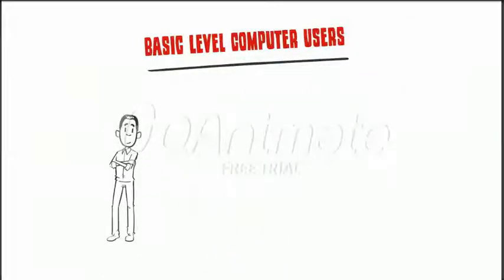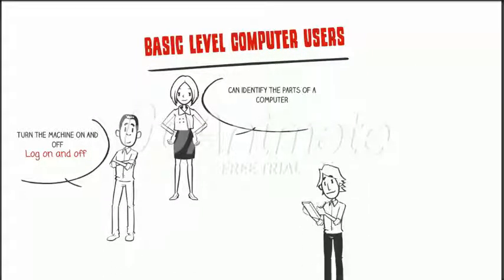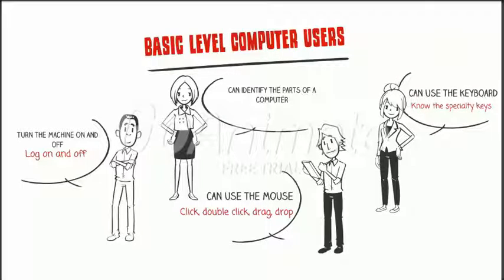Basic level computer users know how to perform essential operations to interact with the computer. They can turn it on and off, and they can log on and off. They can identify the basic parts of a computer. They can use a mouse to move the cursor around the screen and perform simple actions with the cursor like clicking, double-clicking, selecting, dragging, and dropping. They can type and enter letters, numbers, and they can recognize and use the keyboard's special function keys.